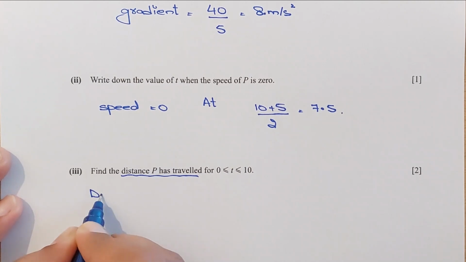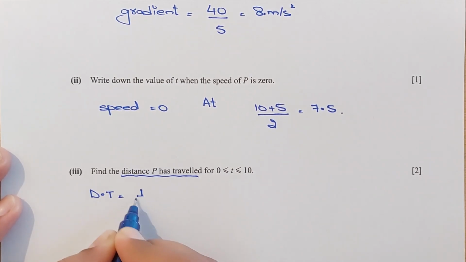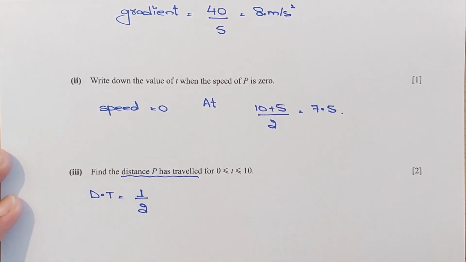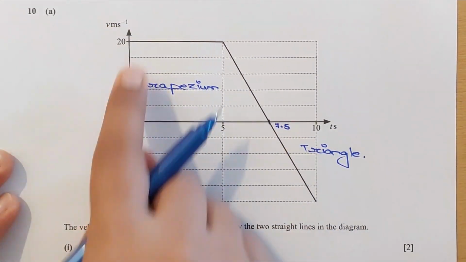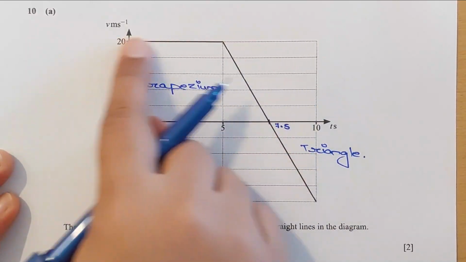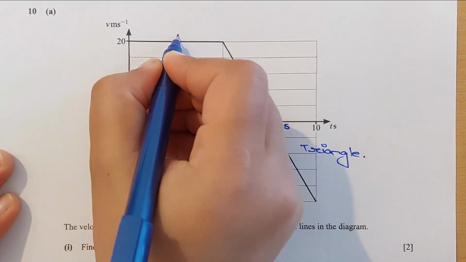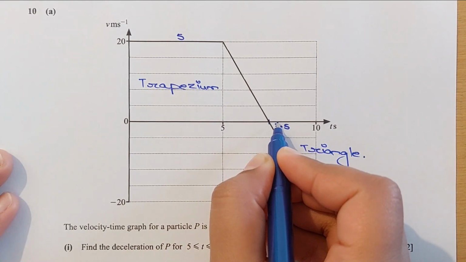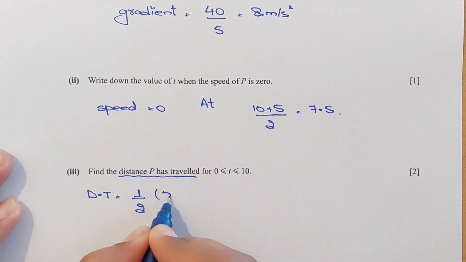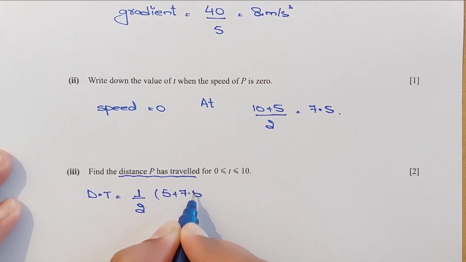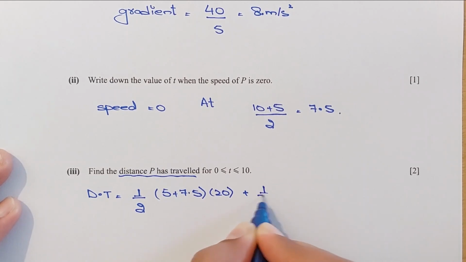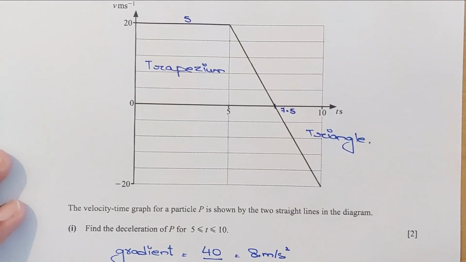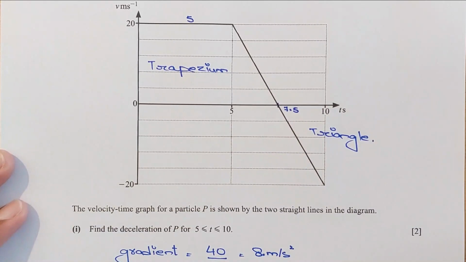The area of a trapezium is half the sum of the two parallel sides times the height. The first parallel side is from 0 to 5, the top side is 5, and the other is from 0 to 7.5, and the height is 20. So the two parallel sides are 5 plus 7.5, times 20. Plus the area of a triangle, which is half base times height. The base is 7.5 to 10.